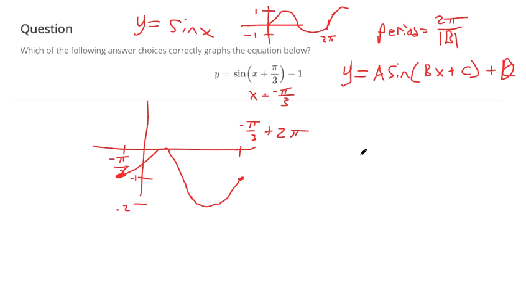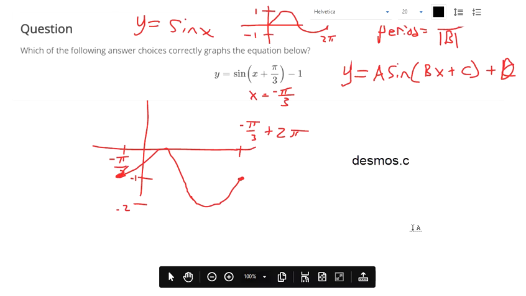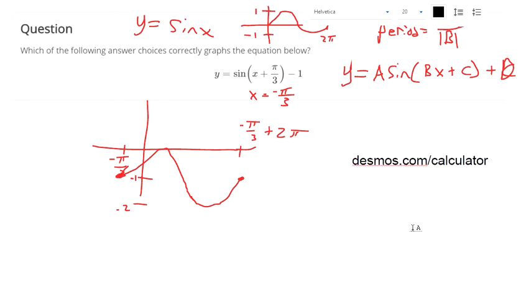Okay, so that's just a quick summary of how to graph sine cosine functions. You could use, to help you, desmos.com/calculator. But you'll definitely want to know what these individual parts, the amplitude, period, and all those things are.